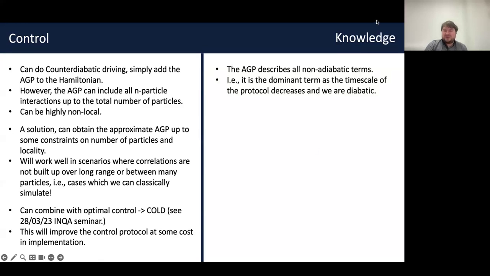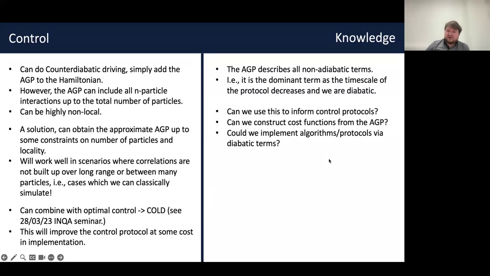So now we get on to the knowledge, which is what I've been trying to motivate throughout this talk: that the AGP itself, the adiabatic gauge potential, describes all non-adiabatic terms. So if I go really fast, as I most often want to, or if I wanted to understand why my adiabatic protocol is not working in whatever given timescale, then the dominant terms are going to be these diabatic terms. They're going to be described by the adiabatic gauge potential.